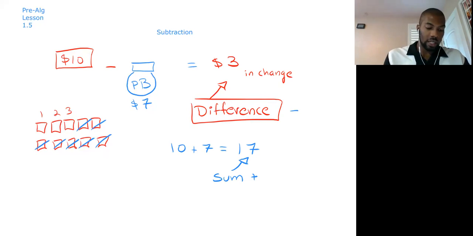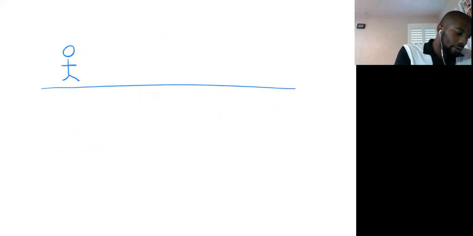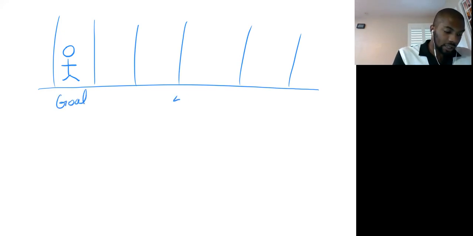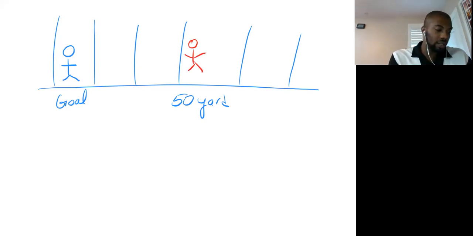Subtraction also works for telling somebody the directions and distance. If I, Mr. Thomas, am here on a field, let's say it's a football field, and I am at the goal line, and this is the 50-yard line, and my friend Roger is at the 50-yard line, what's the distance in between the two of us?